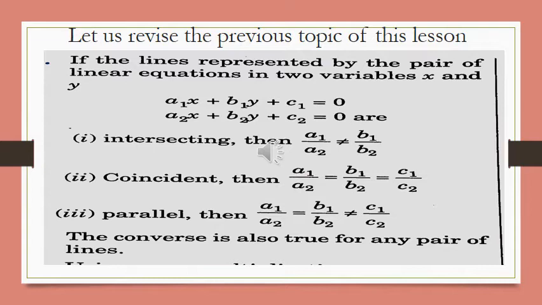Now for parallel lines, the first two ratios are equal, but those two ratios are not equal to the constant ratio, that is a1 upon a2 equals b1 upon b2 is not equal to c1 upon c2. When this case arises, then the lines are parallel lines. The converse is also true for any pair of lines. That means if the ratios are given, then we can say whether the lines are intersecting, coincident or parallel.